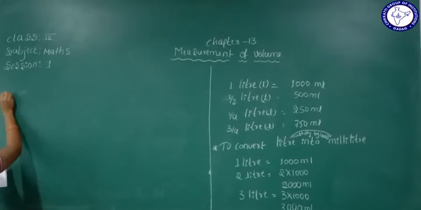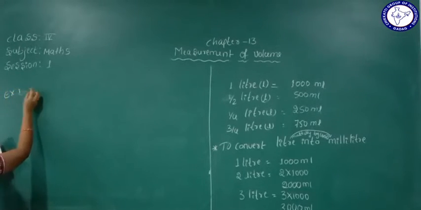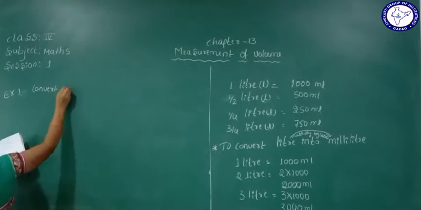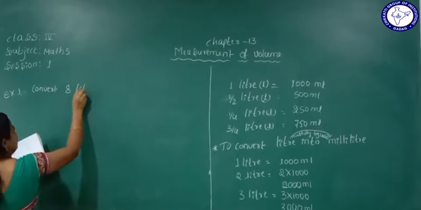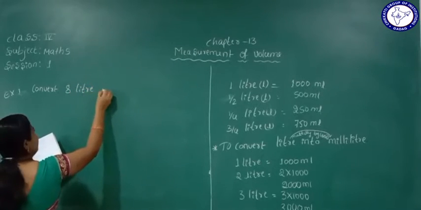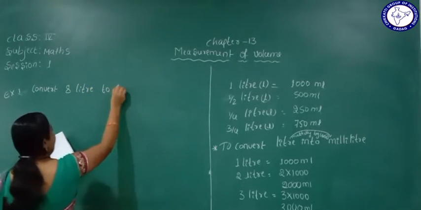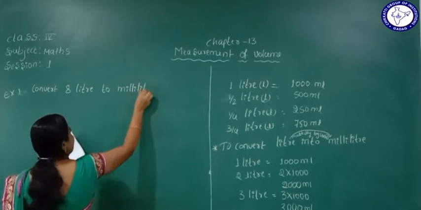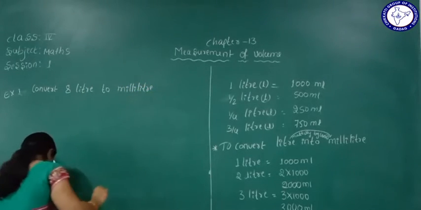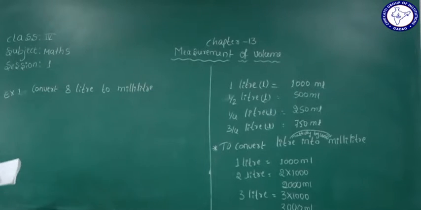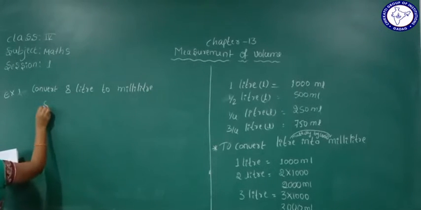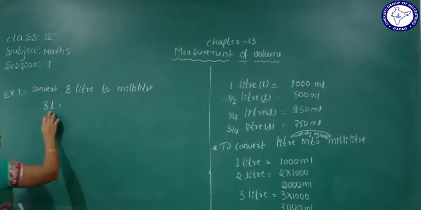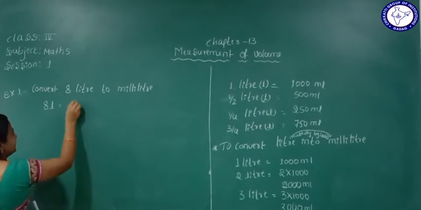Example. The first one they have given here: convert 8 liters to milliliters. 8 liters to milliliters. Now we will be converting. So we'll write here 8 liters, and a multiplication symbol, 8. So what will we do? We will multiply.